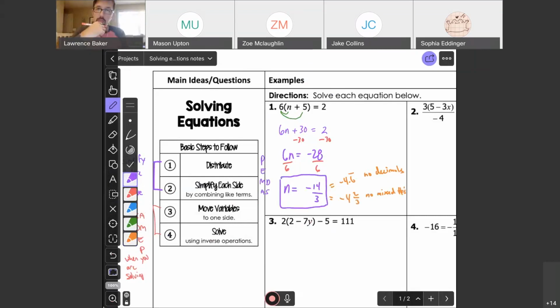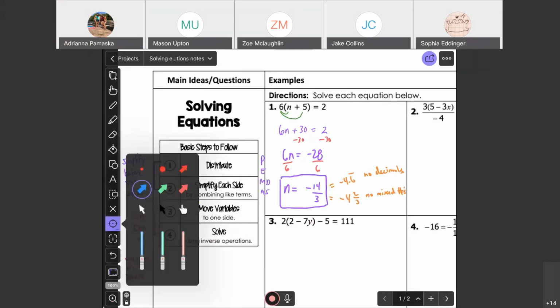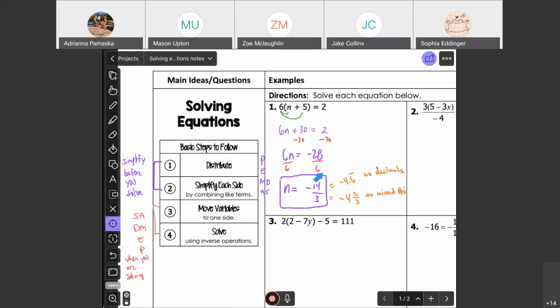How did you get that? How did I get what? Negative 14 over 3. From here, Audrey? Like, how did I come from here to here? Yeah. So both of these have 2 in them, right? Mm-hmm. So I just reduced both by 2. Oh, okay. You just kind of found a common factor. Yeah. Just reducing fractions. Yep.